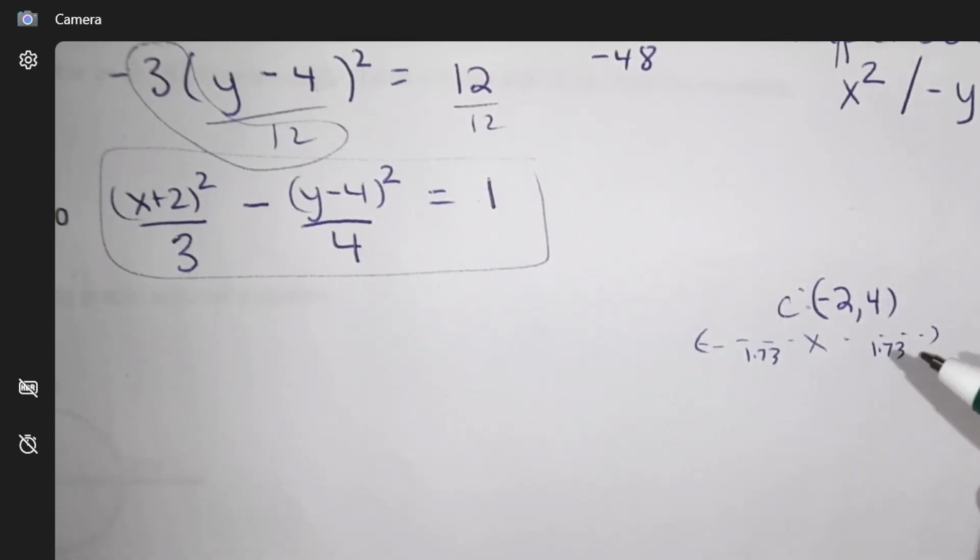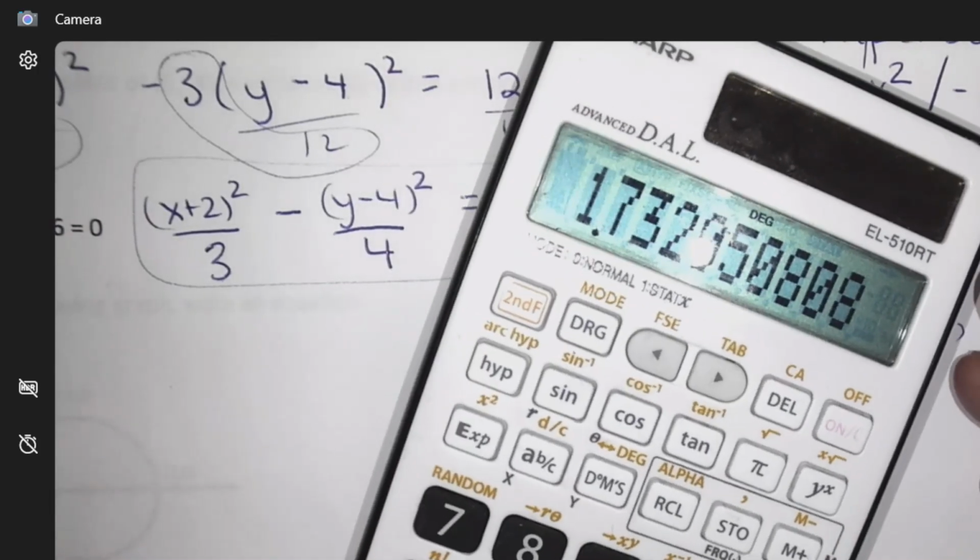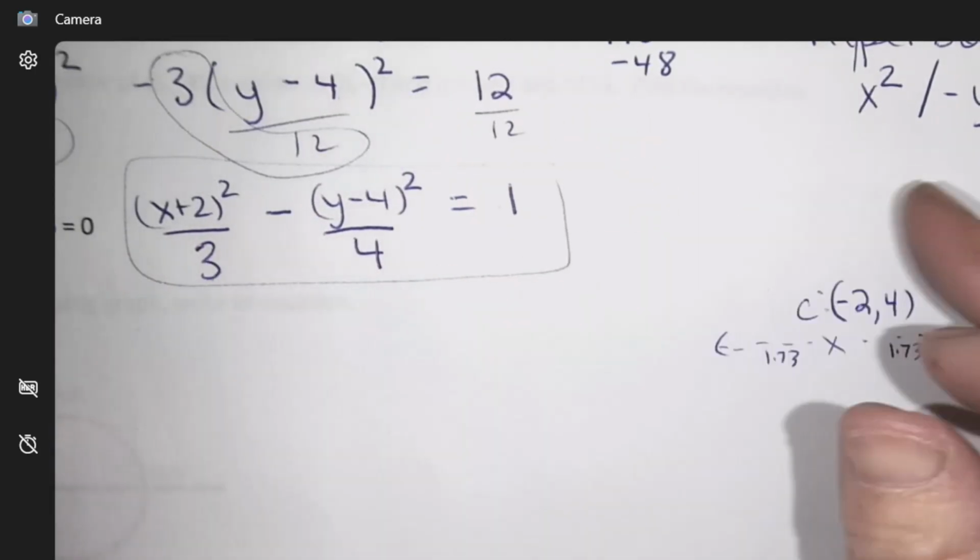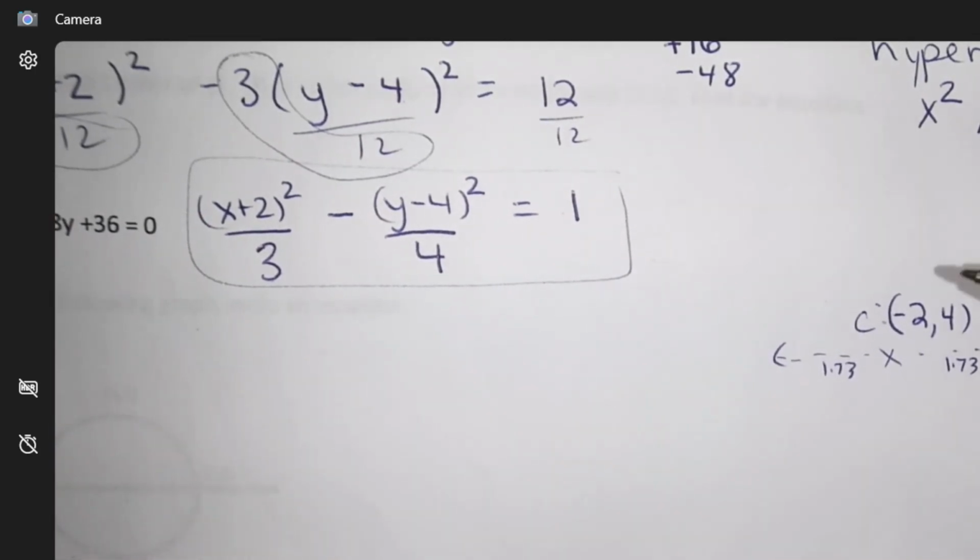You memorized the root of 3? No, I just typed it in before you. Oh, did it look like I was really smart? Is that where you're going for? Yeah.